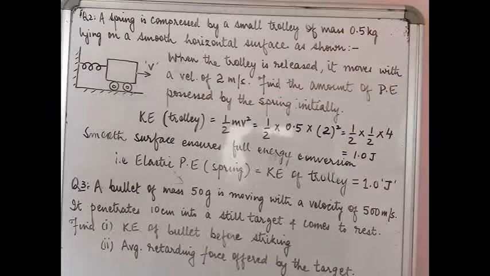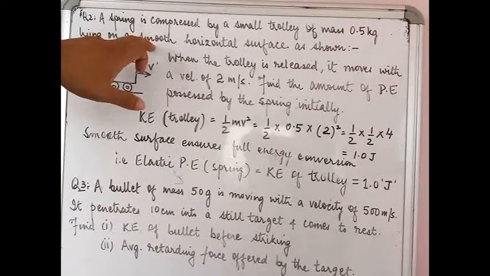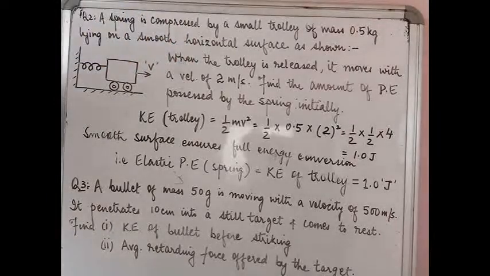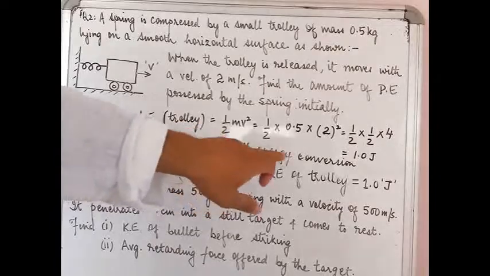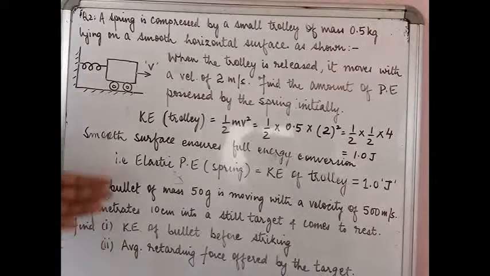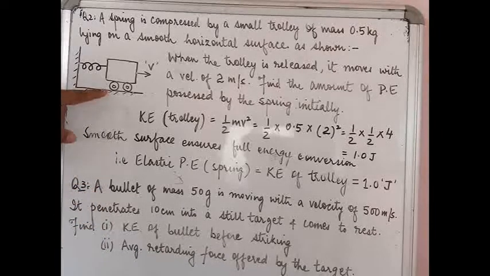Now the very important word to note over here is that it is lying on a smooth horizontal surface. What does the term smooth signify here? A smooth surface ensures full energy conversion, which is practically impossible in real life. But since these are numericals, we can always hypothesize. So this was a smooth, frictionless surface, so the entire elastic potential energy stored gets transformed into the kinetic energy of the trolley.